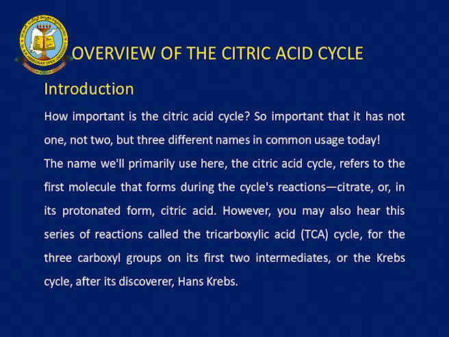The citric acid cycle refers to the first molecule formed during the cycle of reactions, citrate, or citric acid. However, you may also hear this series of reactions called the tricarboxylic acid or TCA cycle, for the three carboxylic groups on the first two intermediates, or the Krebs cycle, after its discoverer Hans Krebs. So it comes by different names: TCA cycle, Krebs cycle and citric acid cycle.